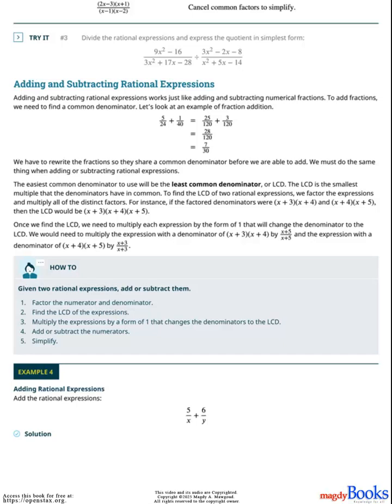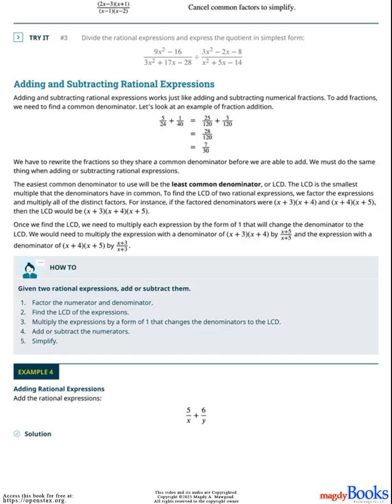5 over 24 plus 1 over 40 equals 25 over 120 plus 3 over 120 equals 28 over 120 equals 7 over 30. We have to rewrite the fractions so they share a common denominator before we are able to add. We must do the same thing when adding or subtracting rational expressions.